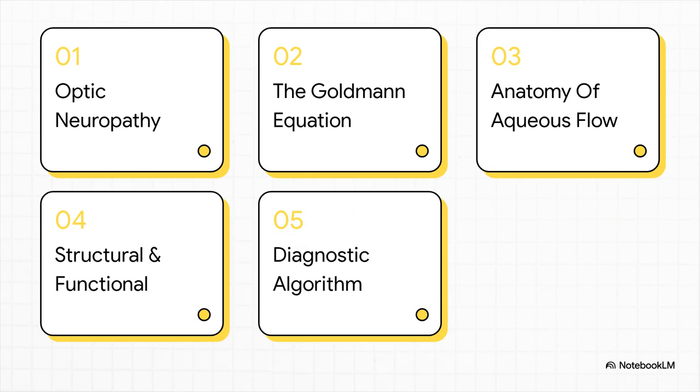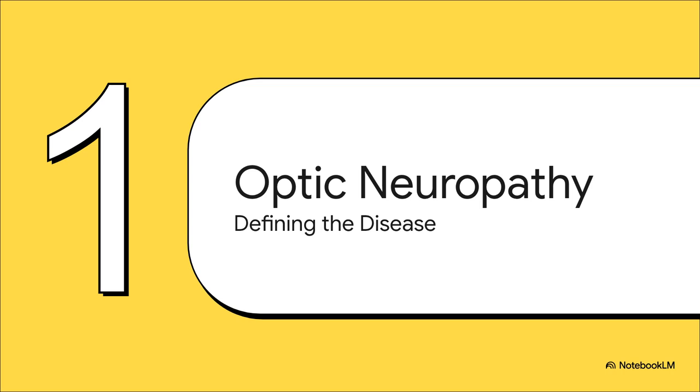So here's our roadmap for today. We'll be hitting 1. Defining the optic neuropathy, 2. The Goldman equation, 3. Anatomy of aqueous flow, 4. Structural and functional damage, and finally, 5. The diagnostic algorithm. Okay, let's kick things off with Section 1, defining the optic neuropathy.